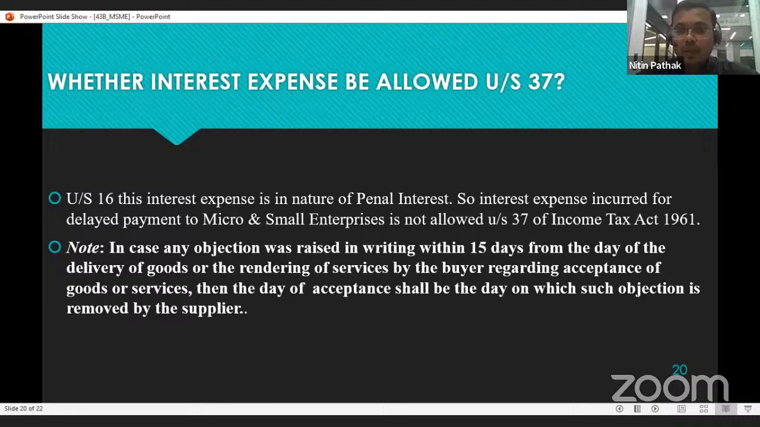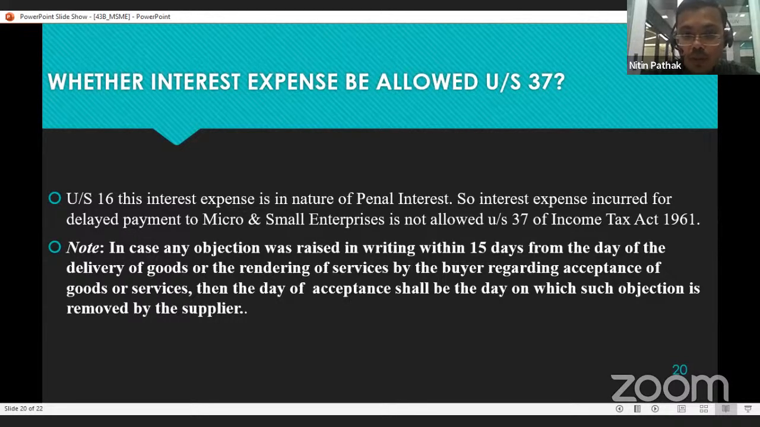Whether interest expense will be allowable under section 37. Under section 16, this interest expense is in the nature of penal interest. So interest expense incurred on delayed payment to MSME is not allowable under section 37 of the Income Tax Act.